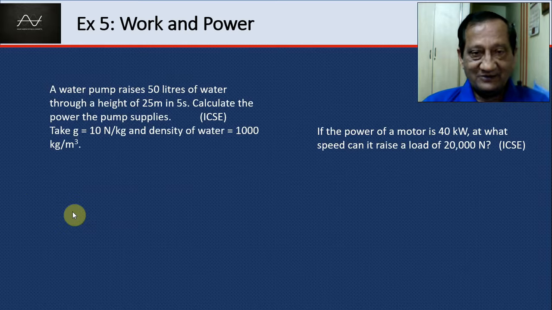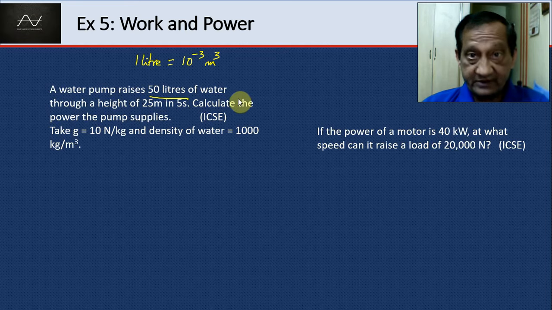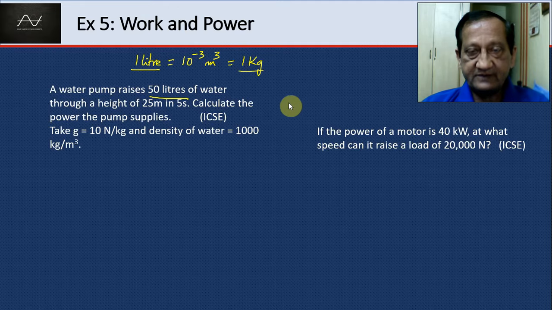All right, two other numericals. A water pump raises 50 liters of water. By the way, 1 liter is 10 to the power minus 3 cubic meter. Given the density of water as 1000 kilogram per cubic meter, this is 1 kg mass. Liter is volume. It has got a mass of 1 kg for water.